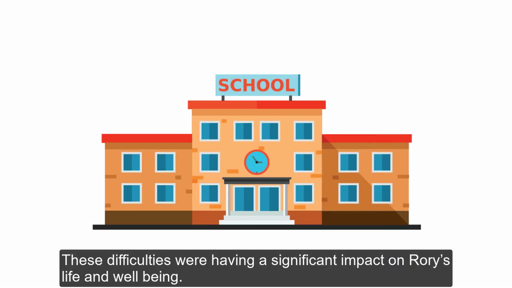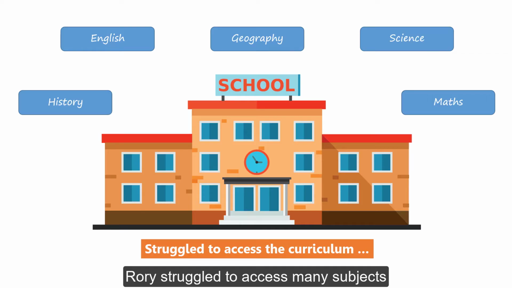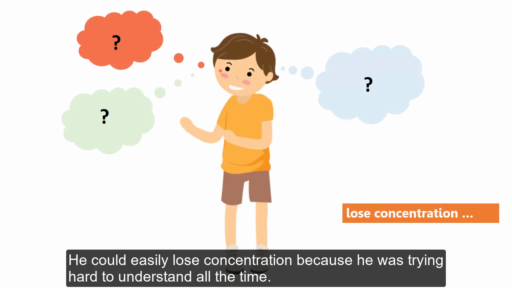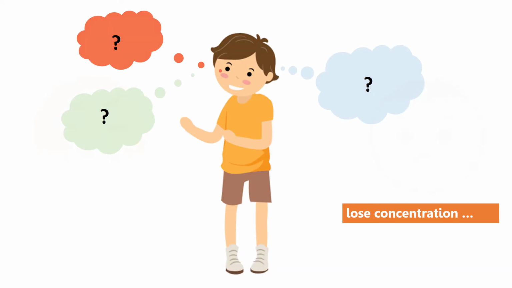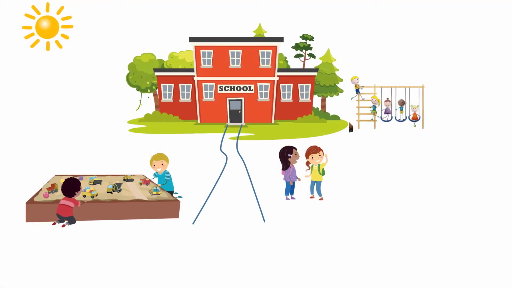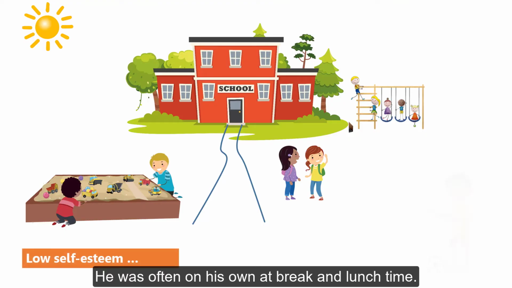These difficulties were having a significant impact on Rory's life and well-being. Rory struggled to access many subjects in the curriculum. He could easily lose concentration because he was trying hard to understand all the time. At times, Rory got frustrated when people didn't understand him. Rory could be withdrawn at school. He was often on his own at break and lunchtime.